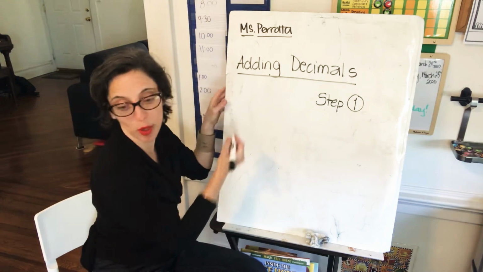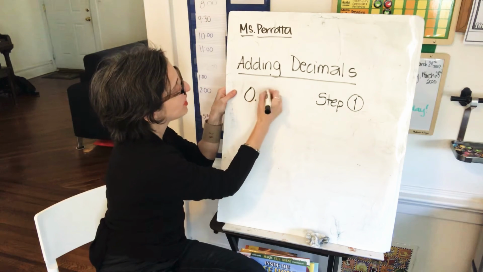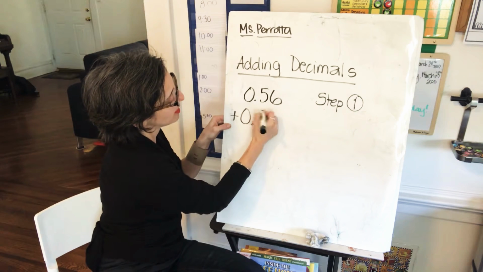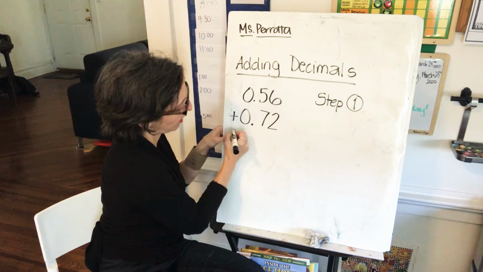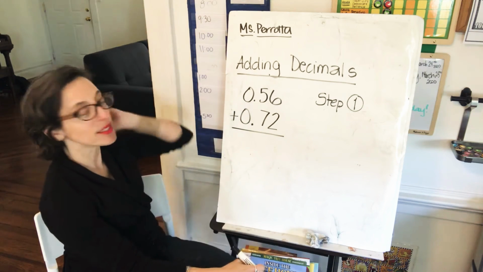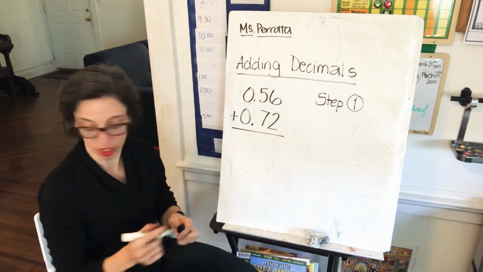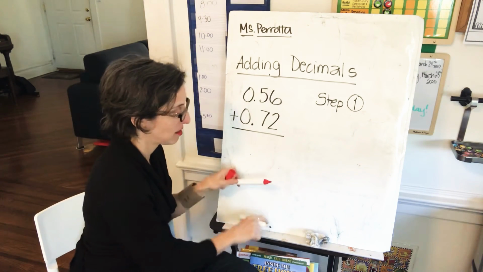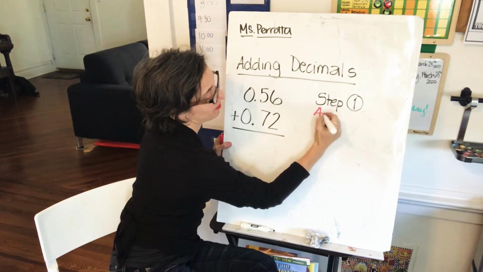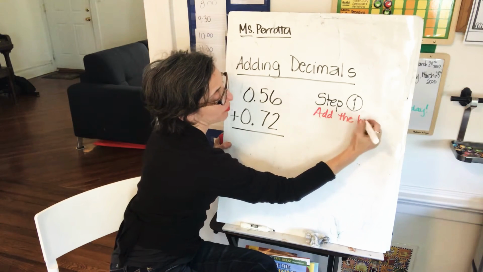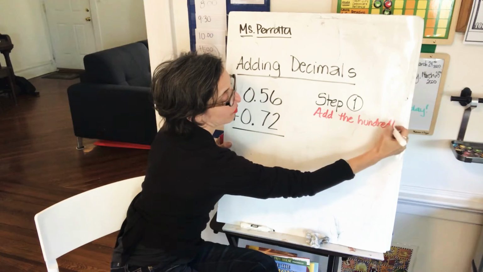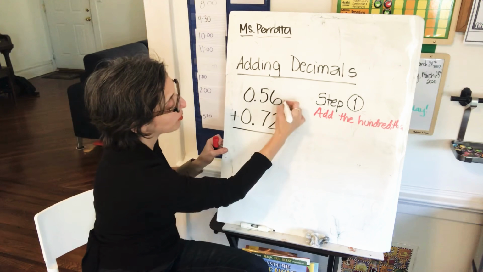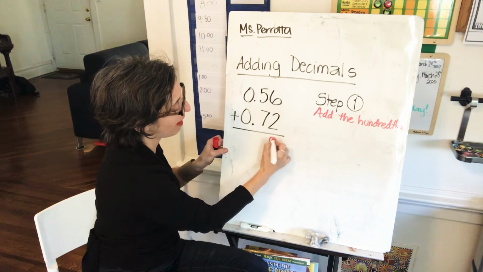So first of all, I'm going to put up a problem. I'm going to do 56 hundredths plus 72 hundredths. And the first step that I'm going to do, and I'm going to use a different marker to do this, is I'm going to add the hundredths. So I'm going to start just like I normally do with addition. I'm going to start here, and I'm going to add 6 and 2, and I get 8.